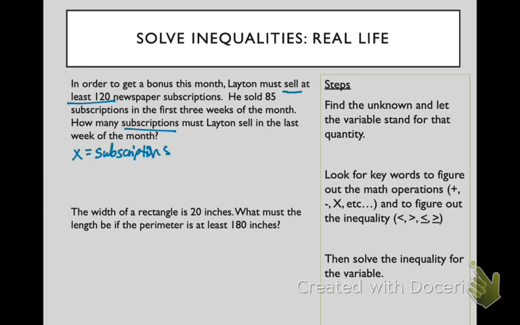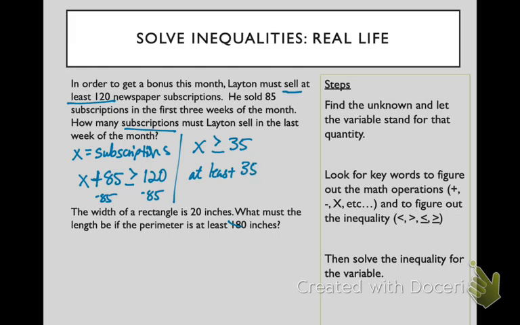Now I'm going to turn those words into an inequality. x is what he needs to sell. He has already sold 85 subscriptions, and that has to be at least 120. So my inequality will be greater than or equal to. I always put my inequality down, and then I look at my math statement and make sure it matches the words. Now to solve for x, we're going to subtract 85. And we'll find out that Leighton needs to sell at least 35 subscriptions the last week of the month to make his minimum goal.